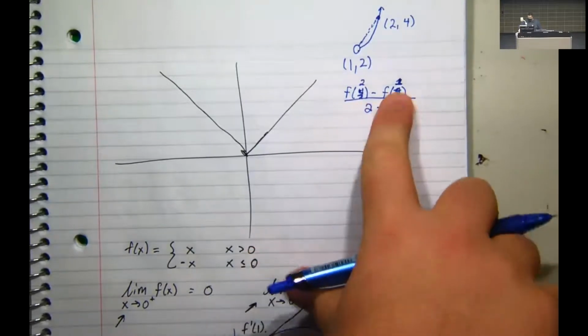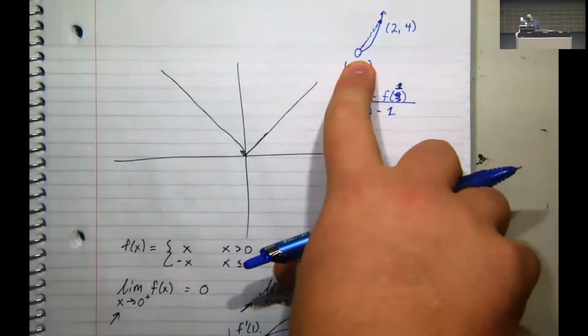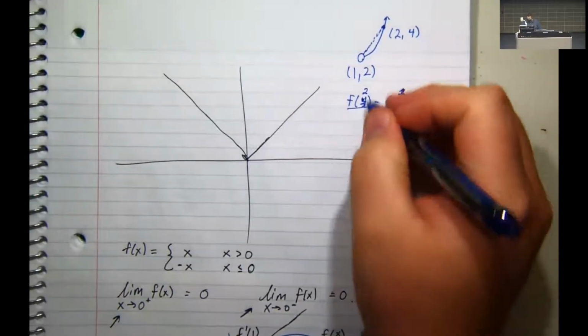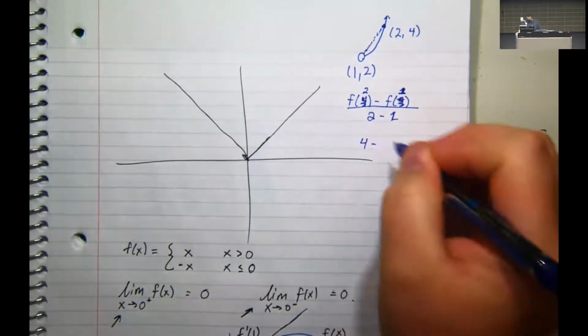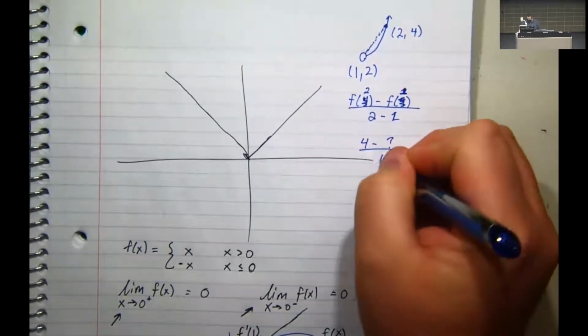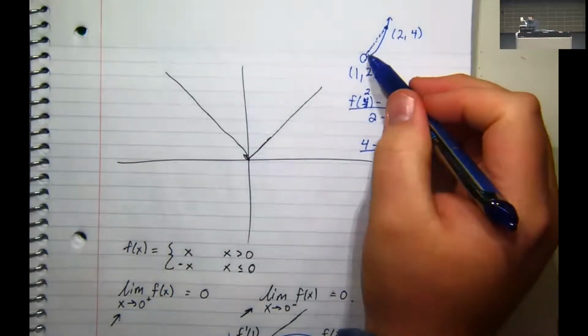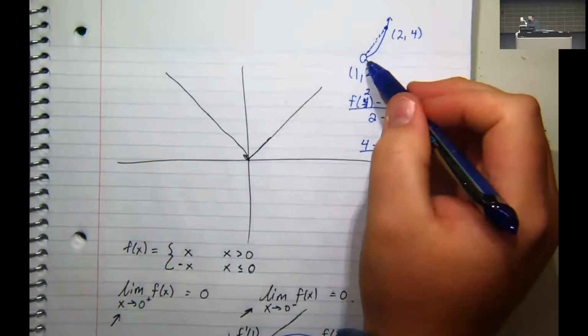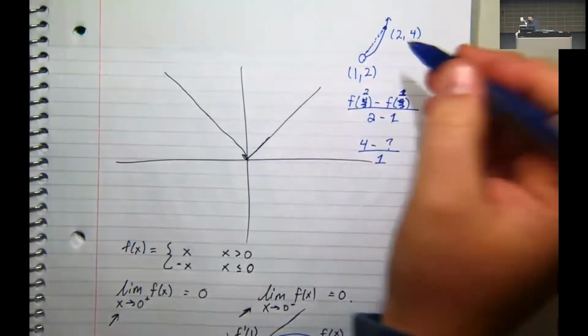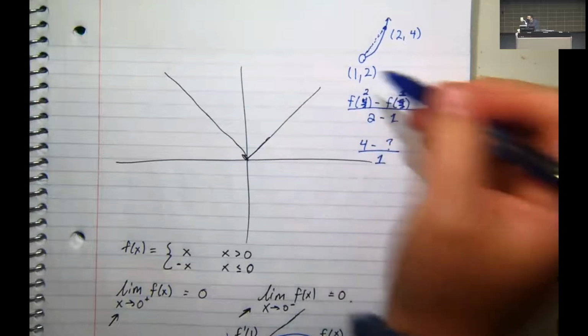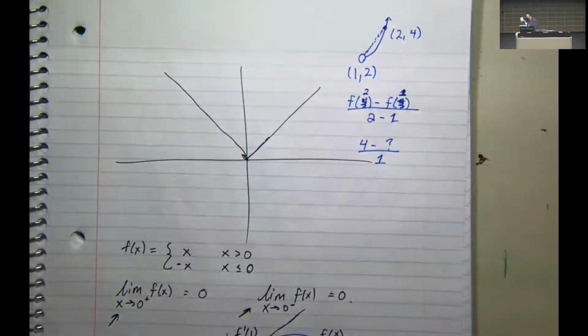f at 1 is not defined, so this is unknown. So this is 4 minus question mark, over 1. There is no slope of the secant line for this function, because it's not defined there. I could sub in (1, 2) because I know where that hole is, but it's not actually defined at that hole. Yeah. Okay, cool.